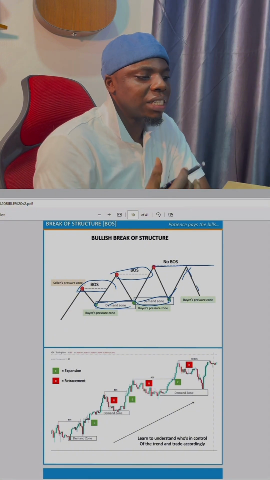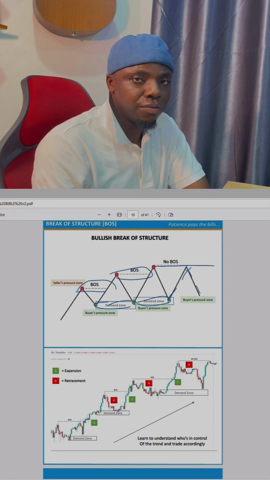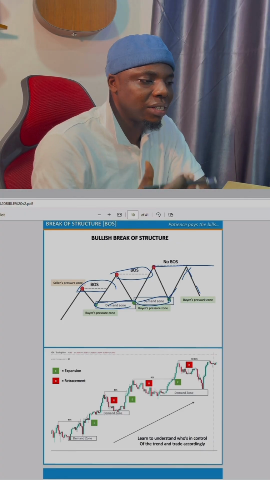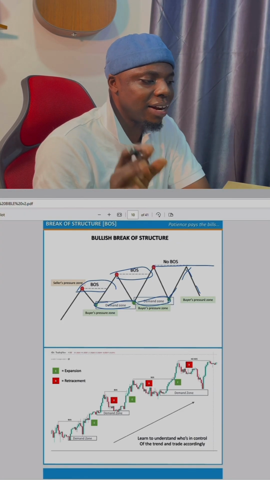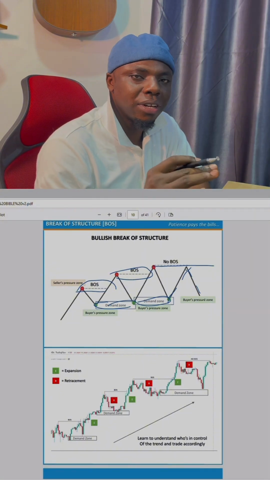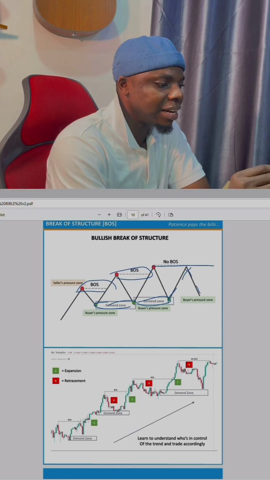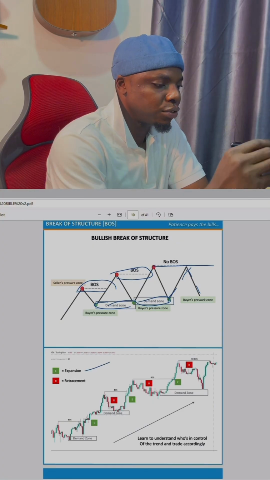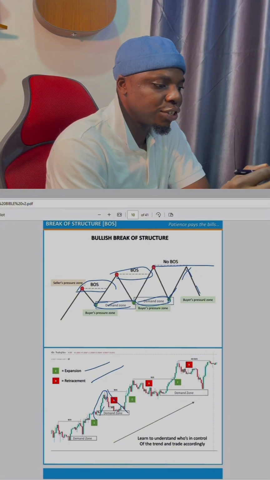So for you to understand the direction of the market, you need to understand who is in charge of the market. Is it the buyers or the sellers? I think one of the things I've always used to identify that is the impulse and the correction movement. So let me show you here. You see, we have the expansion and that of retracement. That's the impulse and correction. So here we have a kind of expansion. Look at the correction to the downside, that's the retracement.